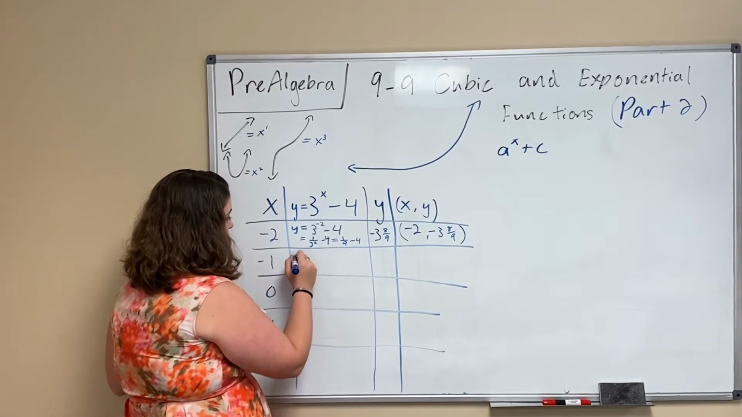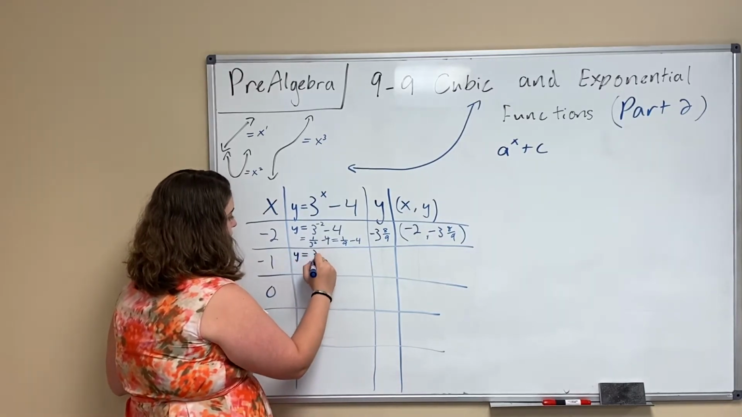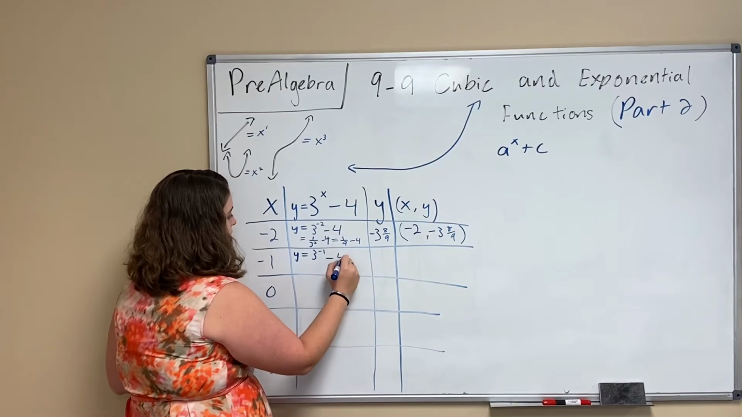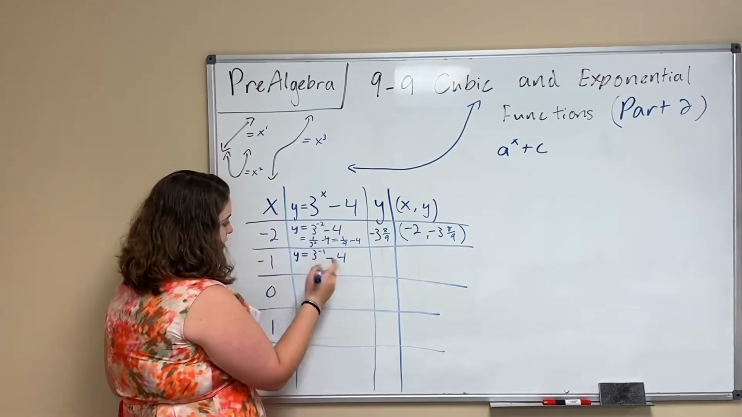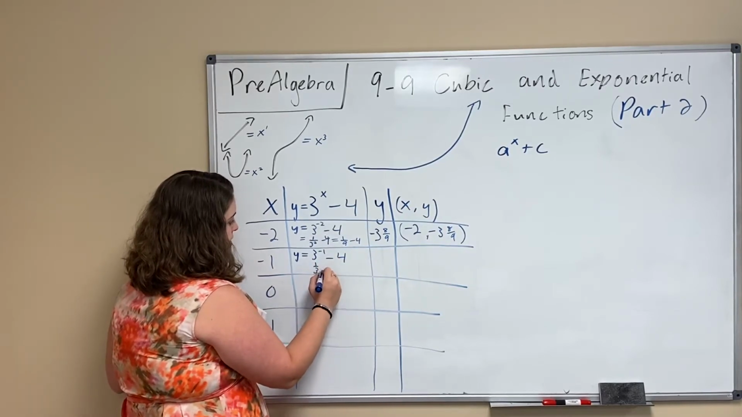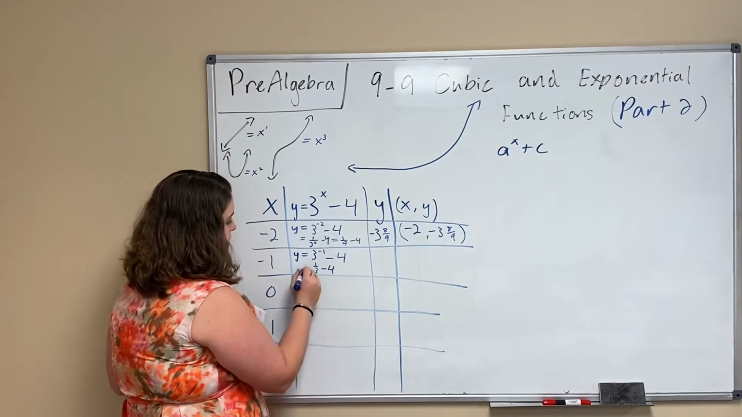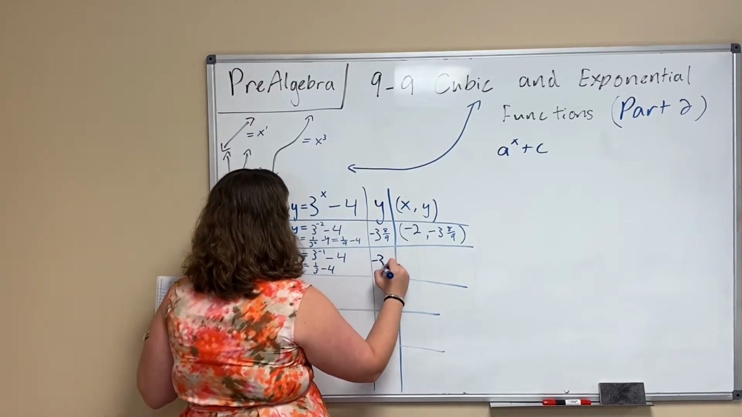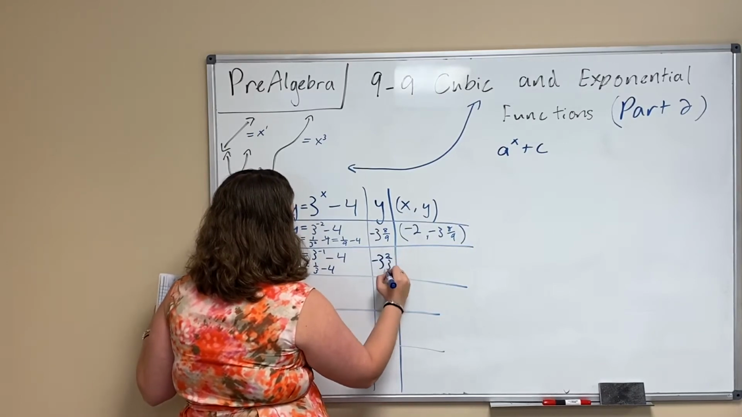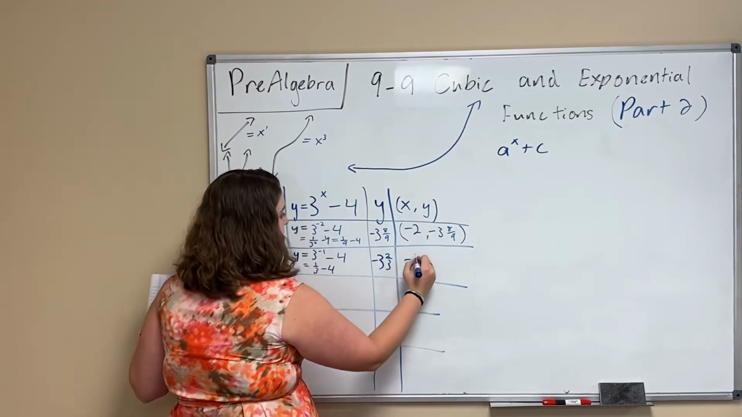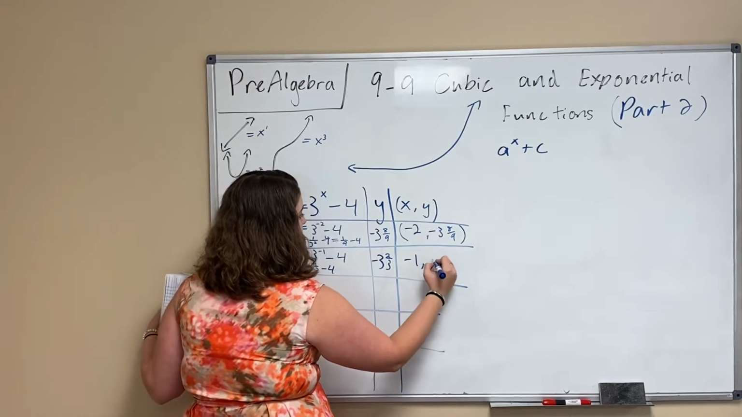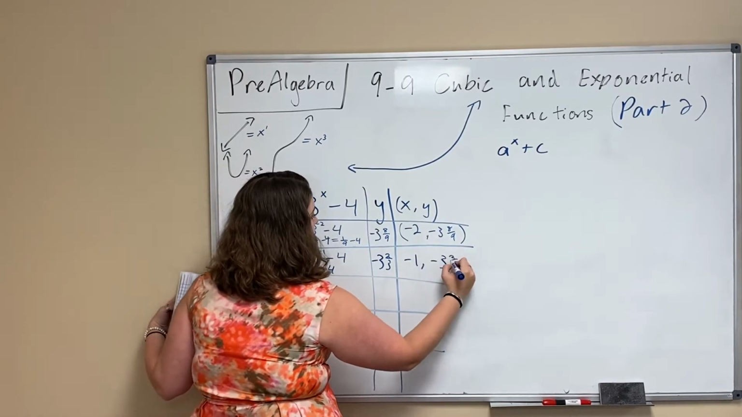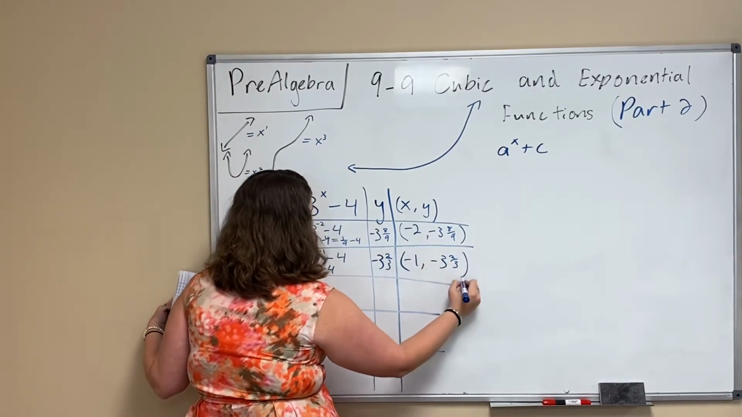How about when x is -1? We get y equals 3 to the -1 minus 4. Now 3 to the -1 is 1/3 minus 4. 1/3 minus 4 is -3 2/3. So when x is -1, y is going to be -3 2/3.